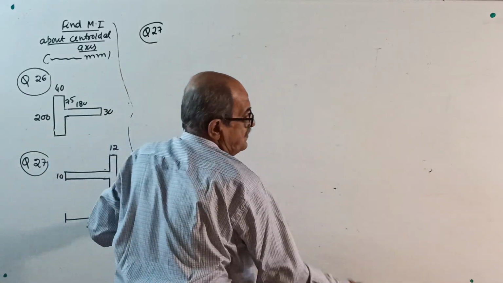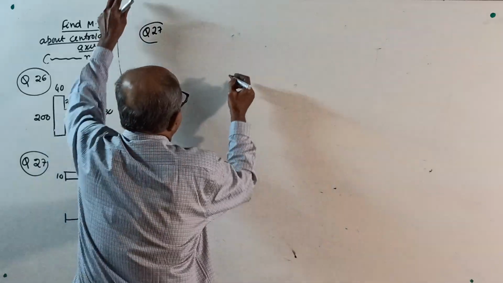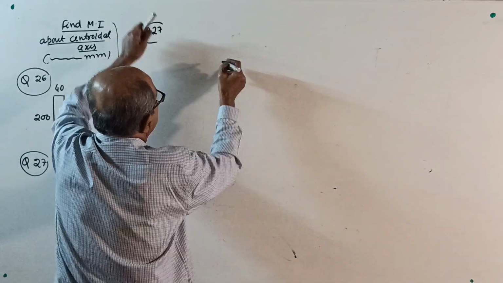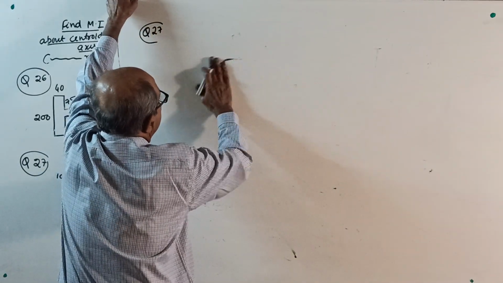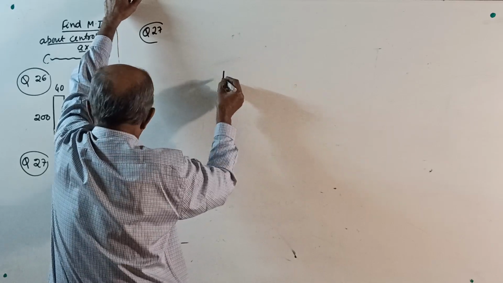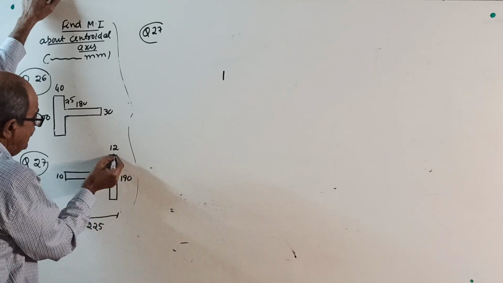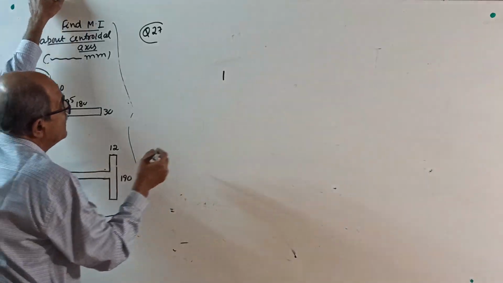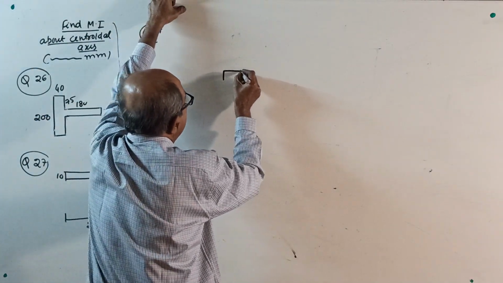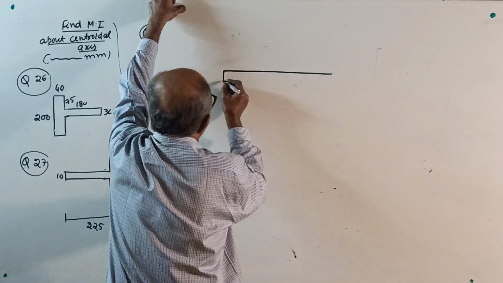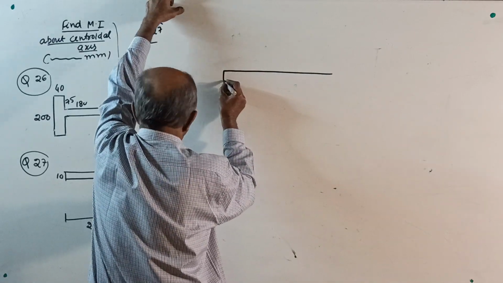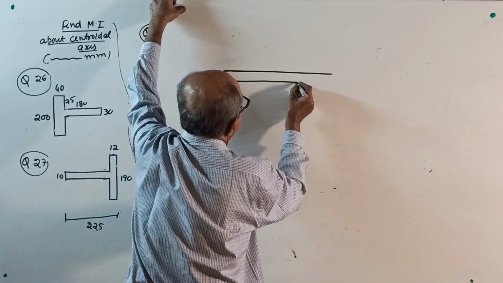Need a sketch right now. See, thickness is 10. A little down, thickness 10. And see, the total is 225 given. This is 12. So this distance will be lesser. You have to calculate it. See, it will come this way. Is there a space problem? No. No space problem. Okay, this way.